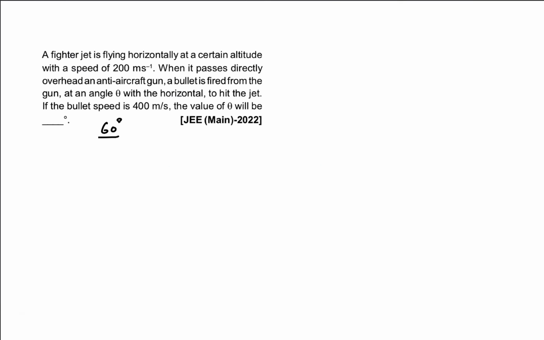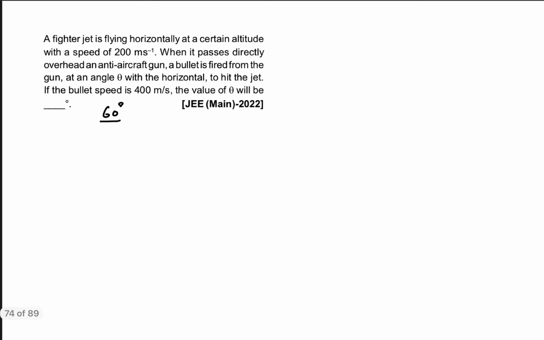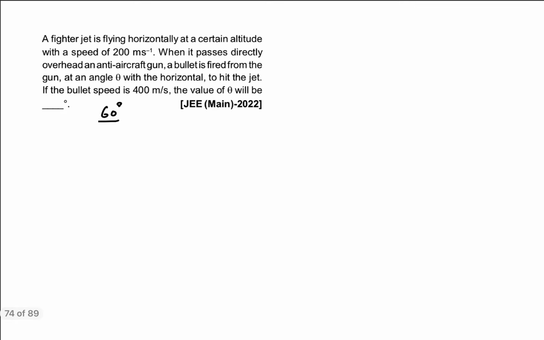Next question. A fighter jet is flying horizontally at a certain altitude with speed 200 meters per second. When it passes directly overhead of an anti-aircraft gun, a bullet is fired from the gun at an angle theta with the horizontal. It hits the jet if the bullet speed is 400 meters per second. The value of theta is equal to how much? Now you can see that whenever this flight is here, someone is projected with 400 meters per second, the bullet speed.